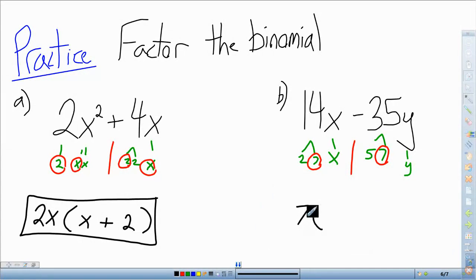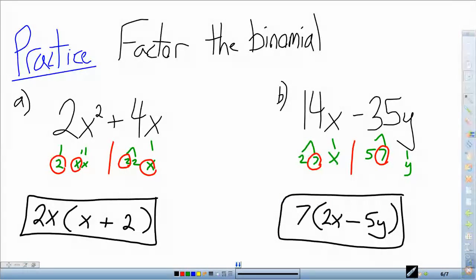So what's left over when I take a 7 out of a 14x? A 2x. Got that minus sign. What's left when I take a 7 out of a 35y? Looks like a 5y. And there it is, just double checking. 7 times 2x is 14x. 7 times negative 5y is negative 35y. Yep, it's factored.